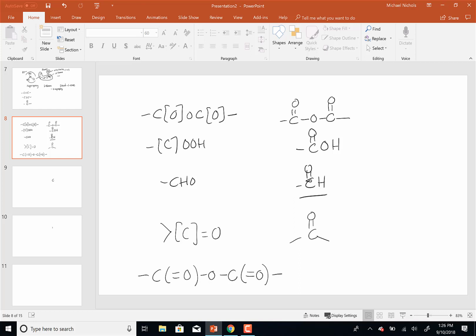But then this is that. Which I think next time you'll find is what's called an anhydride. Carboxylic acid anhydride.